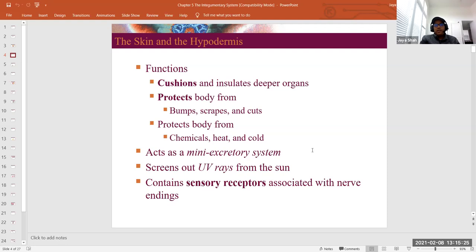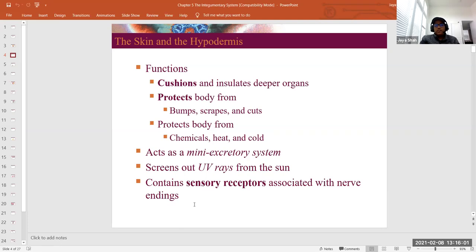It acts as a mini excretory system because when you are sweating, you are excreting extra water, you are excreting urea, you are excreting some sodium chloride. That's why it is a tiny excretory system of your body. Your skin, based on how much melanin you have in your skin, also screens out UV, ultraviolet rays from the sun, and protects your skin from early aging and causing cancer of the skin, okay?